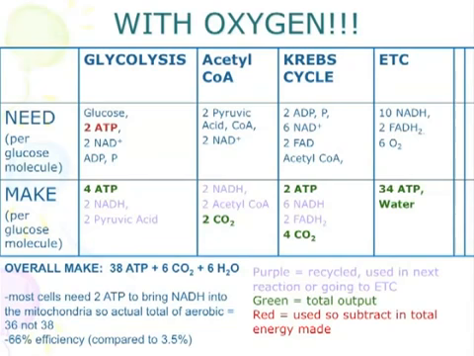But if you remember, the 2 NADH will eventually make 6 ATP, so it is actually smart to bring those extra NADH in from glycolysis. And this gives you a whole 66% efficiency instead of the 3.5% of anaerobic. So aerobic is much more efficient than anaerobic.